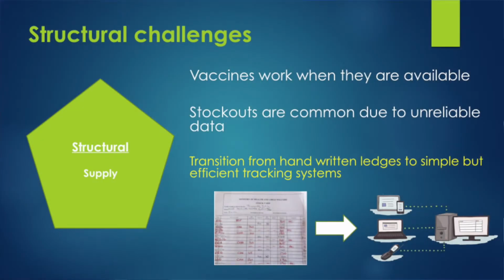Vaccines work when they are available. Too often they are not. Many countries report running out of a vaccine for at least a month or so. This is mainly due to paper handwritten registers with no data sharing procedures and ad hoc stock replenishment.